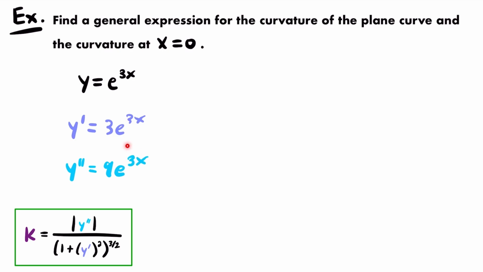Okay, so now we can plug these two expressions into this formula to find a general expression for the curvature of the plane curve. And then once we have that, we can plug in 0 for x, and that will give us the specific curvature at x equals 0 on that curve. Starting with the general expression, k will be equal to the absolute value of y double prime. So we have 9 e to the power of 3x, and then we're dividing by 1 plus y prime squared, and then to the power of 3 halves. Y prime is 3 times e to the power of 3x. So I'll write that in here, 3 times e to the power of 3x.